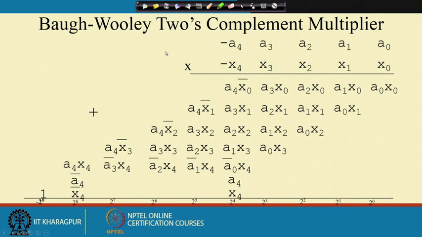Then we have seen that the Booth 2's complement multiplier is something like this. These are the equations which we have got in the Booth 2's complement multiplier. Now my question is, can this particular operation or this table be represented using this array multiplier architecture? If it can be, how can it be represented or implemented via this array architecture?